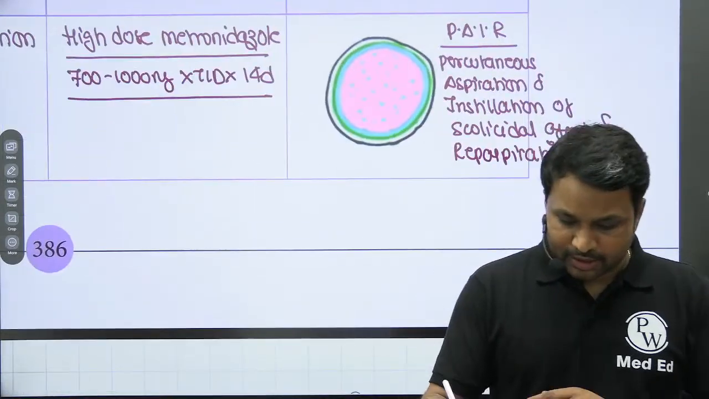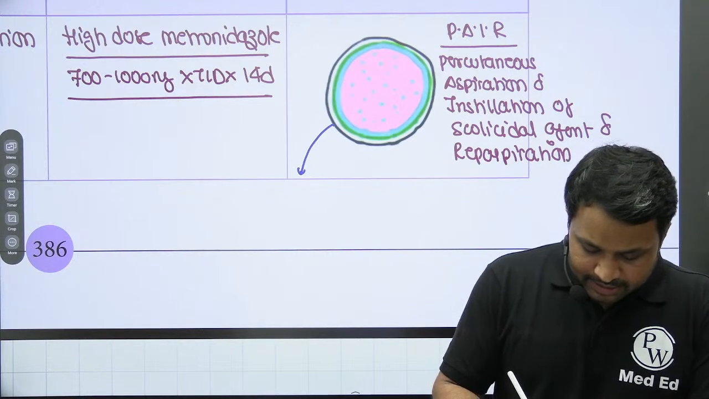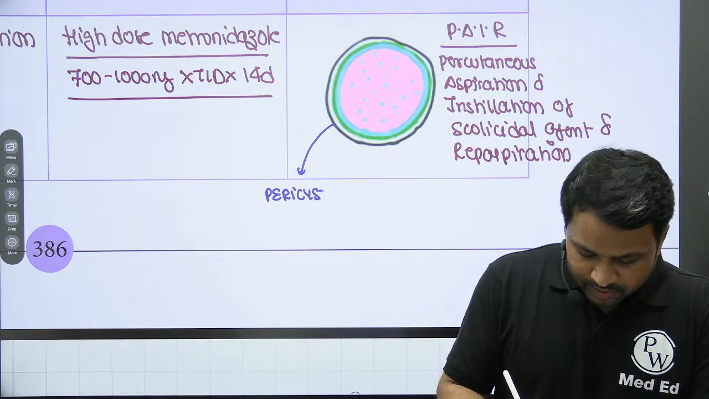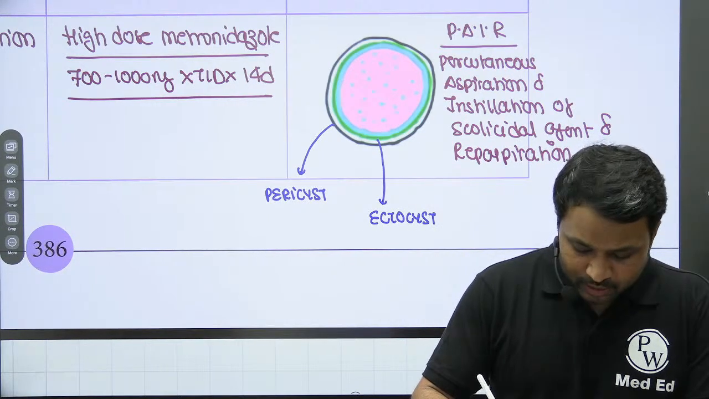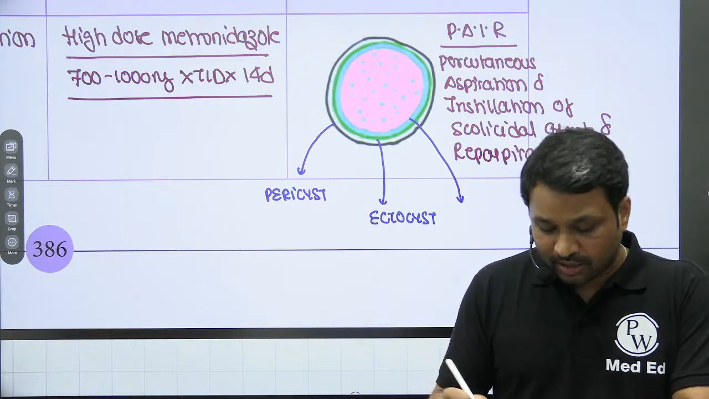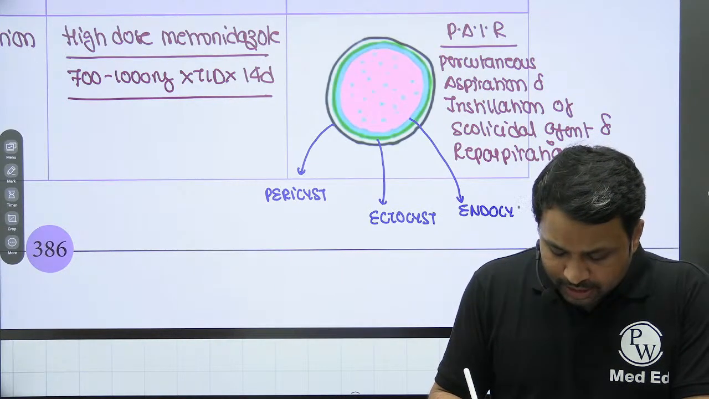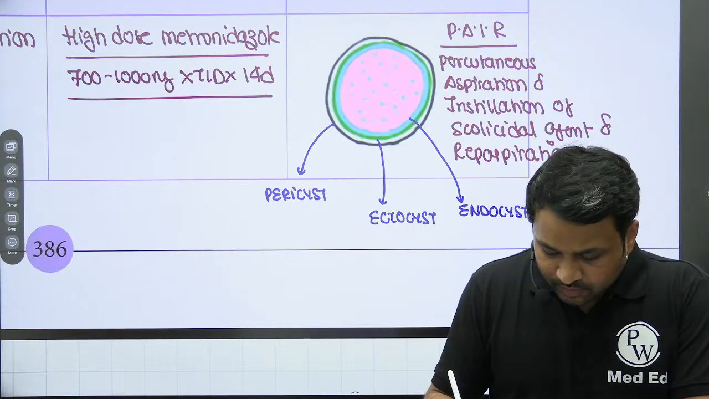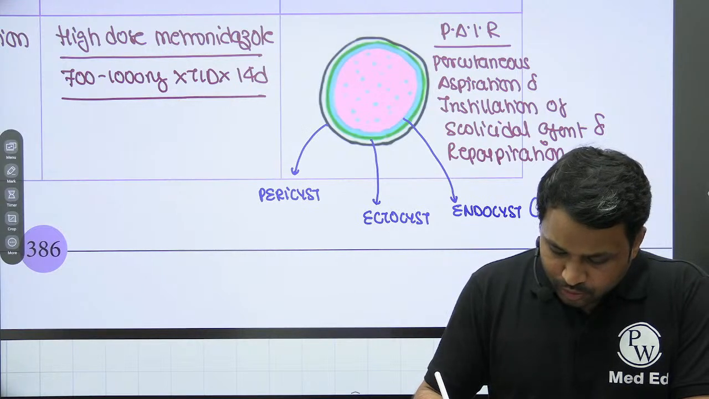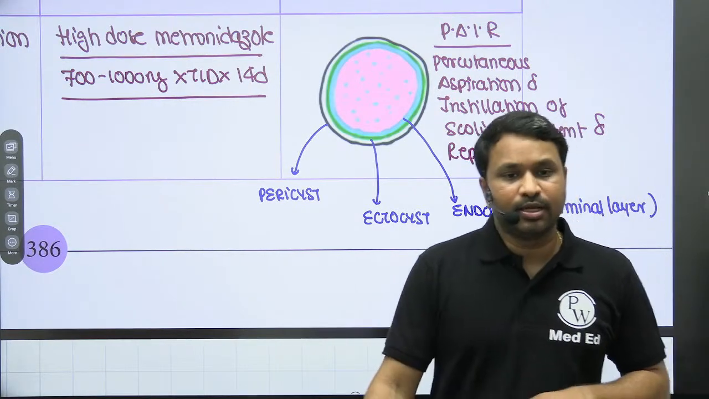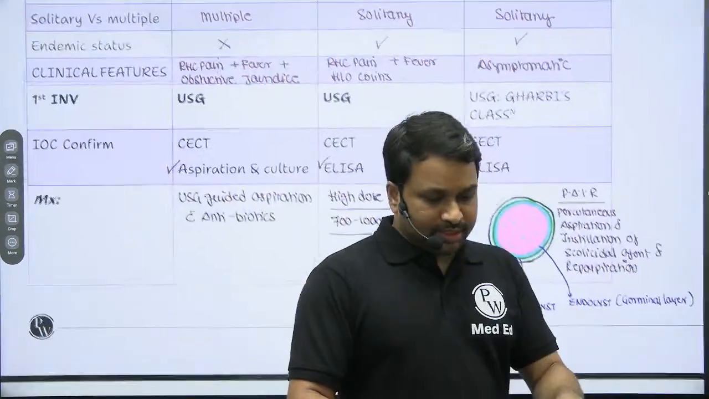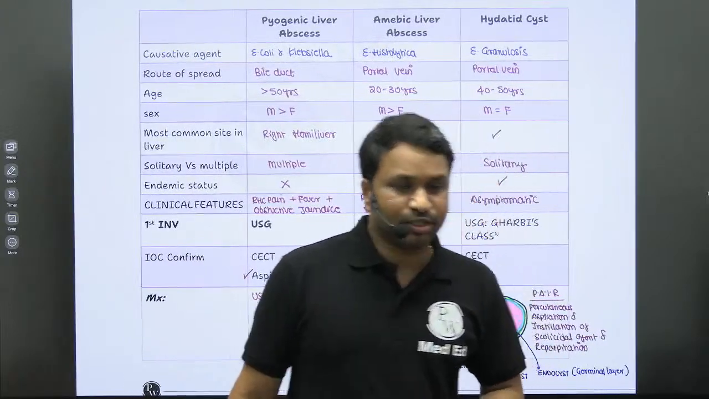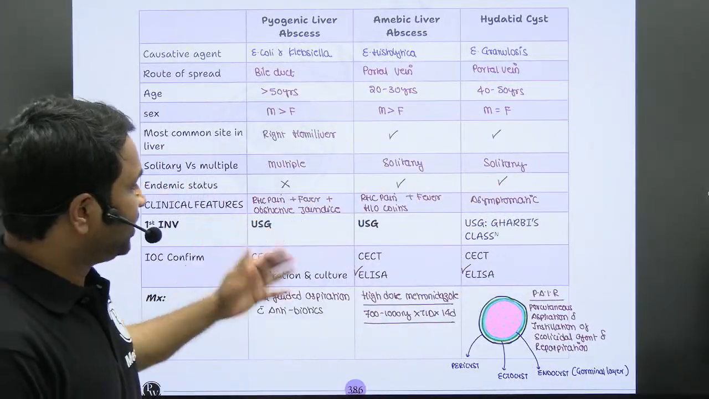So when you look at the hydatid cyst, the outermost layer is what we call the pericyst, and this is derived from the liver. Then you have the ectocyst. Then the endocyst. Innermost is the germinal layer, and this is what we call the endocyst. The true germinal layer of the hydatid cyst is the endocyst. So this is with respect to pyogenic liver abscess, amoebic liver abscess, as well as hydatid cyst.